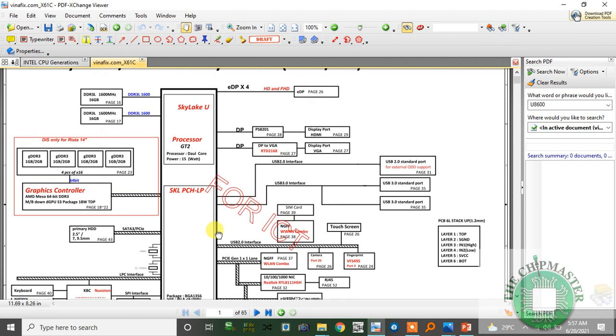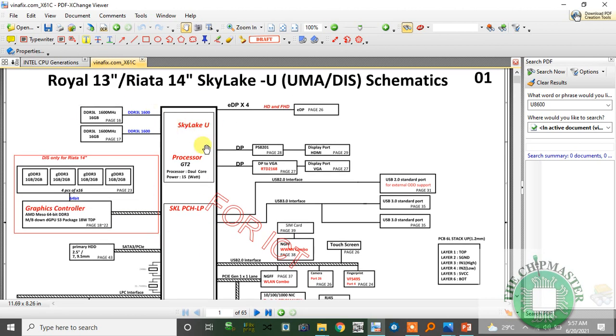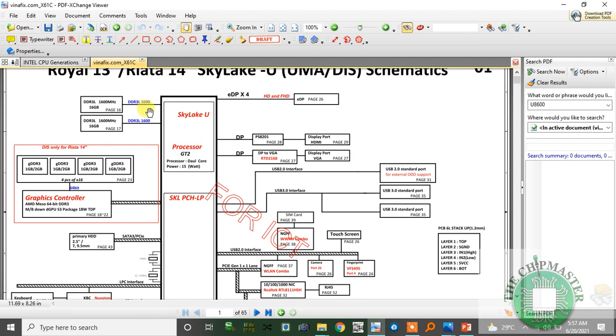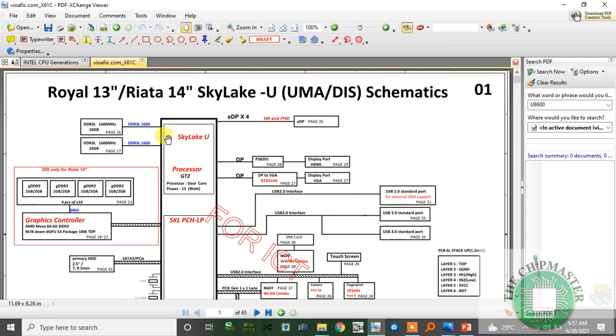And this is the block diagram. As you can see, the CPU manages everything that is connected. So for example, the RAM, which is a DDR3L, right? If it's a Skylake CPU, you can use a DDR4. You can go up to 16 gigabytes of RAM, and it supports the output of EDP, not LVDS.